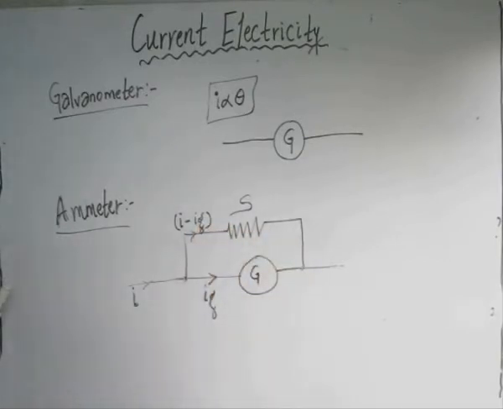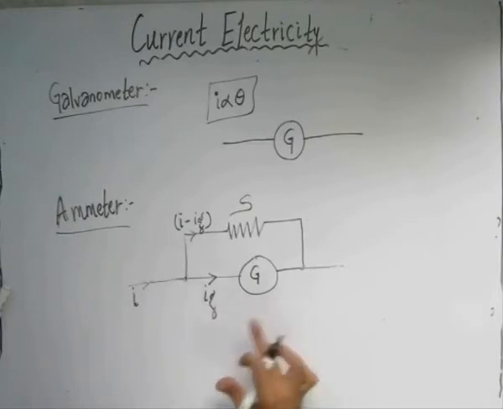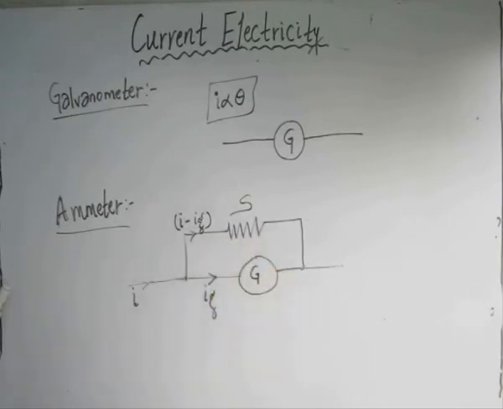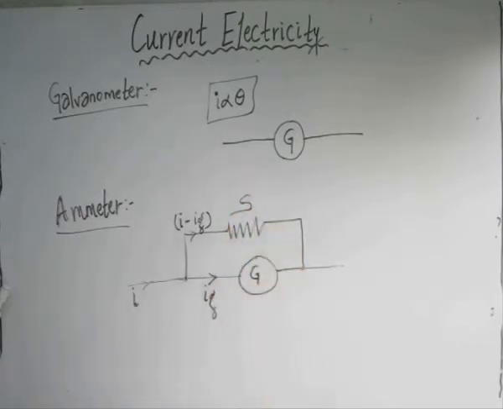Now if we want the galvanometer to detect the entire amount of current, the current which is flowing through the shunt resistance should be minimum. How this can be achieved is by connecting a very large resistance. If we connect a very large resistance, a very small amount of current will pass through this shunt resistance. So basically, this galvanometer has a shunt resistance, and the current passing through this shunt resistance is I minus IG.